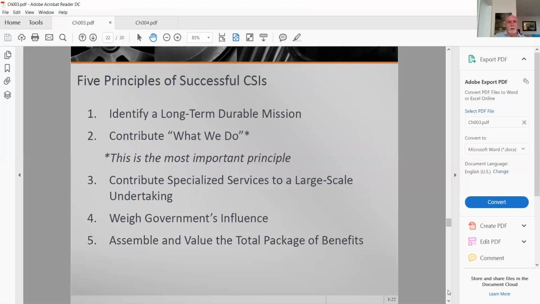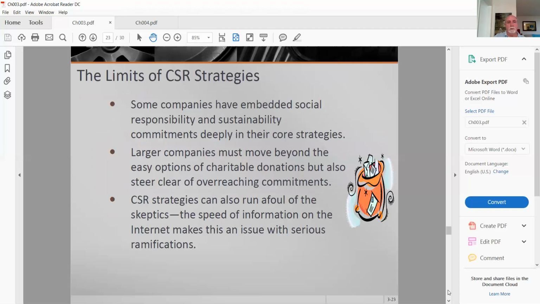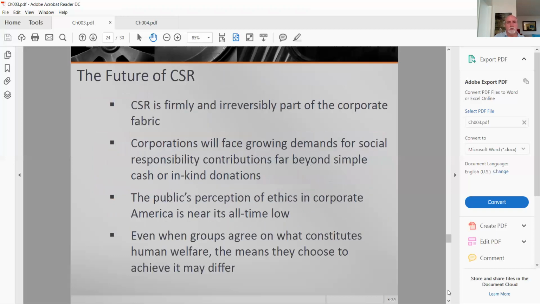So the principles of this are simply: what is the mission? What do we do? How do we contribute to large-scale undertakings? Understand various influences, not just the government, and you assemble a total package. Right? And then here are some of the limits that exist with it. The future: it's irreversibly part of the corporate fabric. That's something to understand. Okay, and public perception of ethics is at an all-time low. We don't need to talk about this too much, but that's obvious.